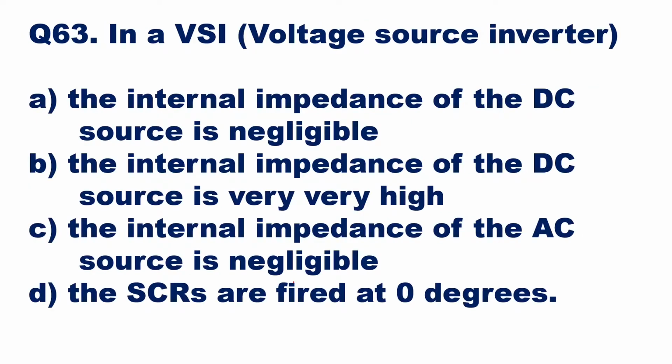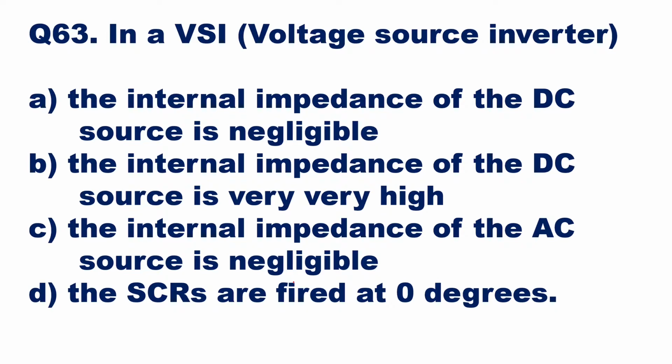Then we'll go to question number 63. In VSI, that is voltage source inverter, options are: the internal impedance of the DC source is negligible; the internal impedance of the DC source is very, very high; the internal impedance of the AC source is negligible; the SCRs are fired at 0 degrees.